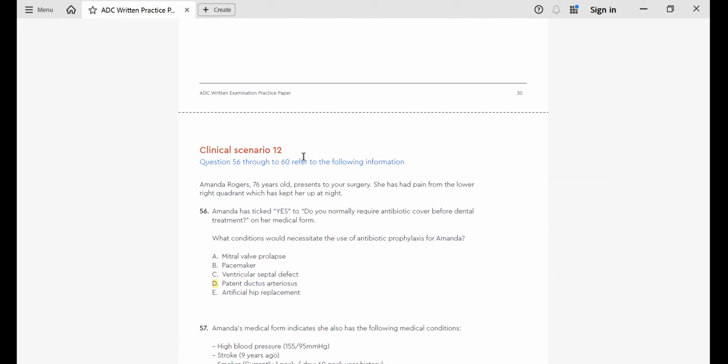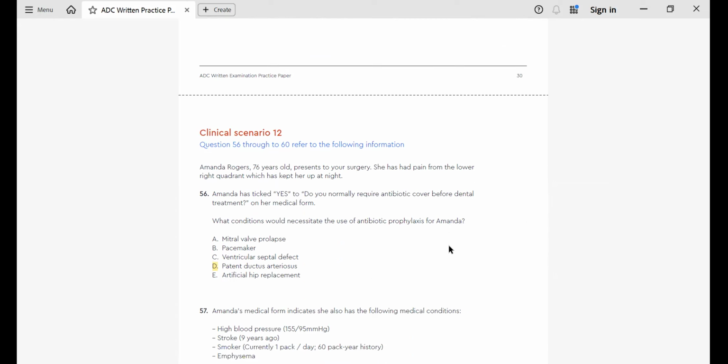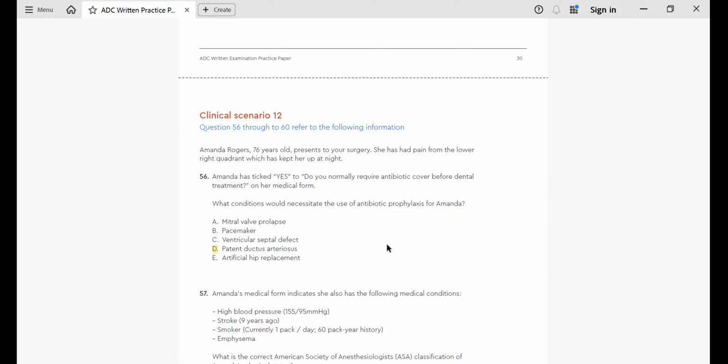Amanda Rogers, 76 years old, kept her up at night. Do you normally require antibiotic cover before dental treatment on her medical form? She ticked yes. What condition would necessitate the use of antibiotic prophylaxis for Amanda? Again, this question was of ambiguity to so many candidates. Why in the portal I have answered it as patent ductus arteriosus. Now you'll understand why it is patent ductus arteriosus, and ADC agrees with me as well. All right.